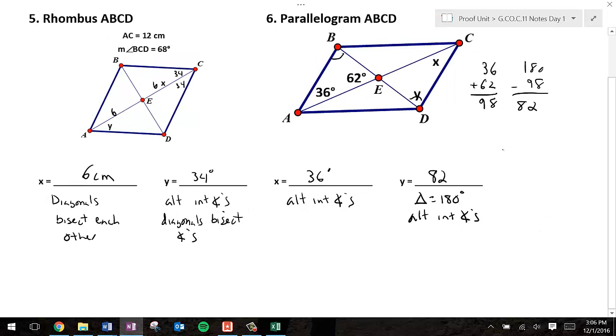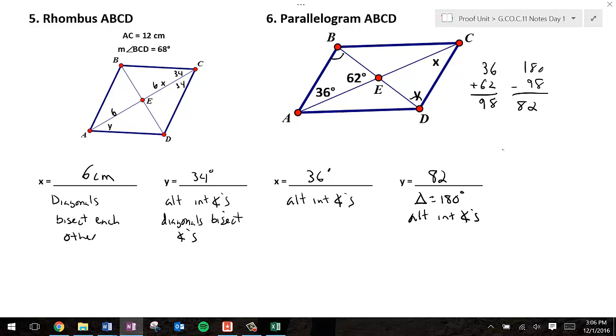For 5 and 6, in 5 my rhombus has a full diagonal of 12 centimeters, and diagonals are bisected. That tells me that AE and EC are both 6. And then with my angle BCD of 68 degrees, remember in a rhombus the angles are bisected, so each angle would be 34 degrees. And then alternate interior angles give me that BCE and DAE are 34 degrees.